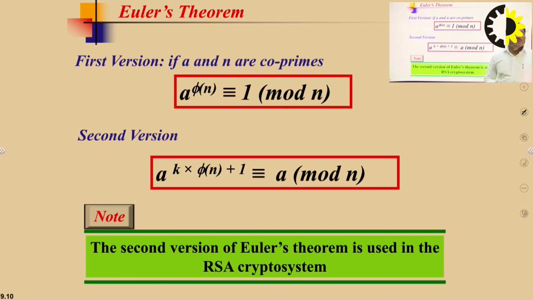What is Euler's theorem? First version: Euler's theorem is a raised to the power phi(n) equals 1 mod n. Second version: a raised to the power k times phi(n) plus 1 equals a mod n. So there are two different formulas of Euler's theorem which you can use to solve the numerical problems.